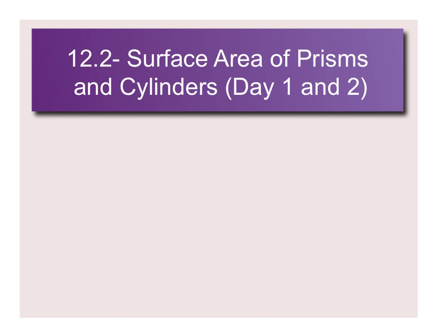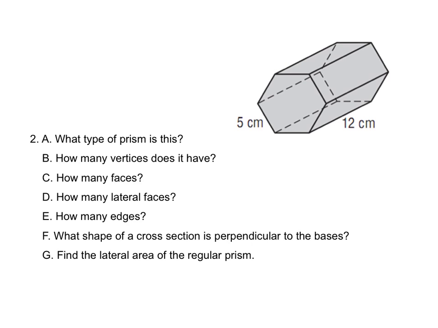So, talking about prisms and cylinders now. So now we've talked about prisms. We're going to keep going into cylinders. A prism looks like this. So this is going to be a hexagonal prism. So how many vertices does it have? So basically how many points does it have? You got 6 here, 6 there, so it's going to be 12.